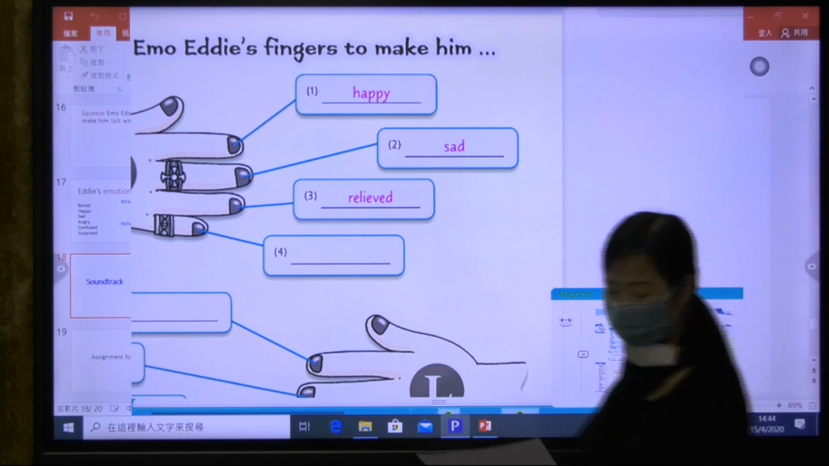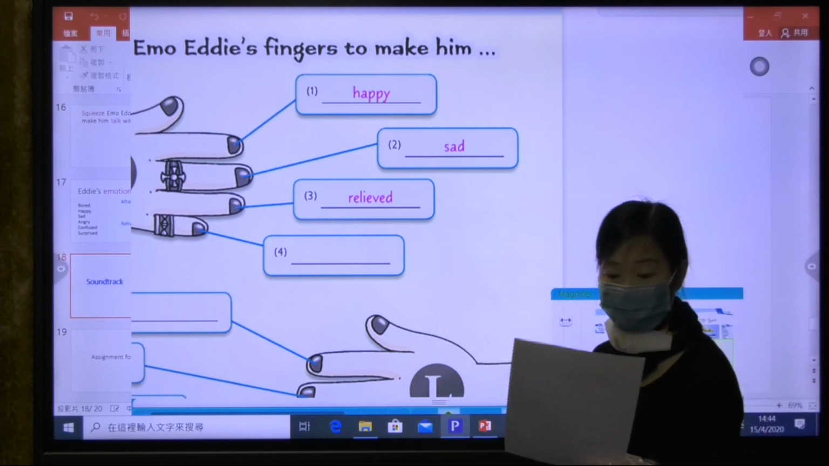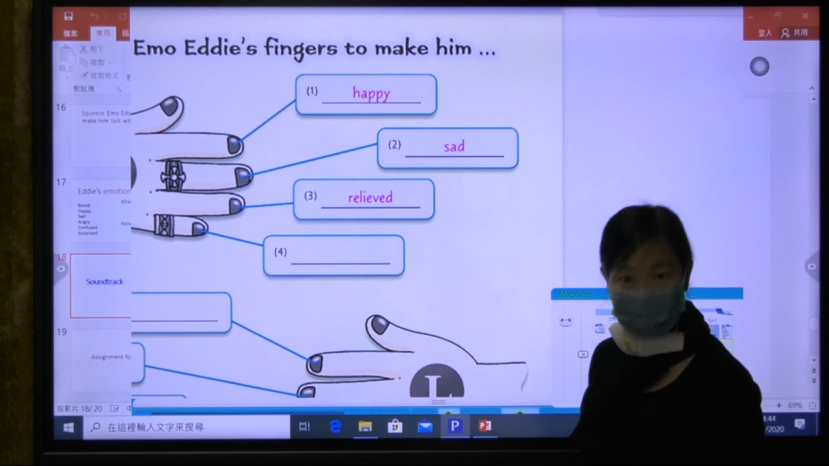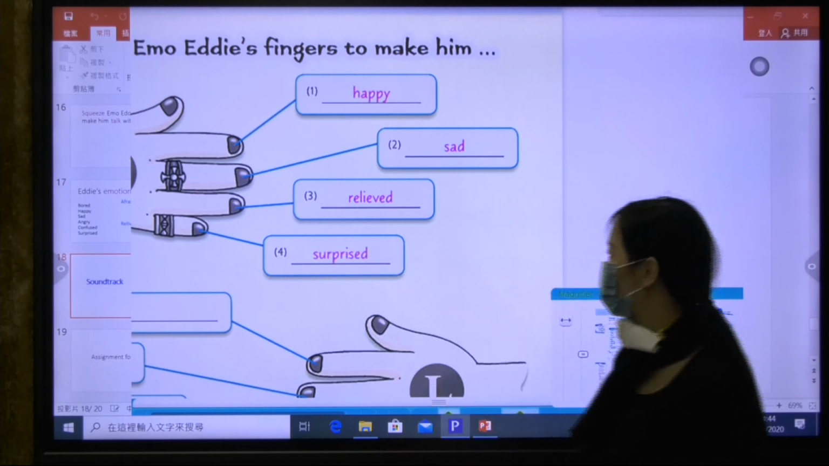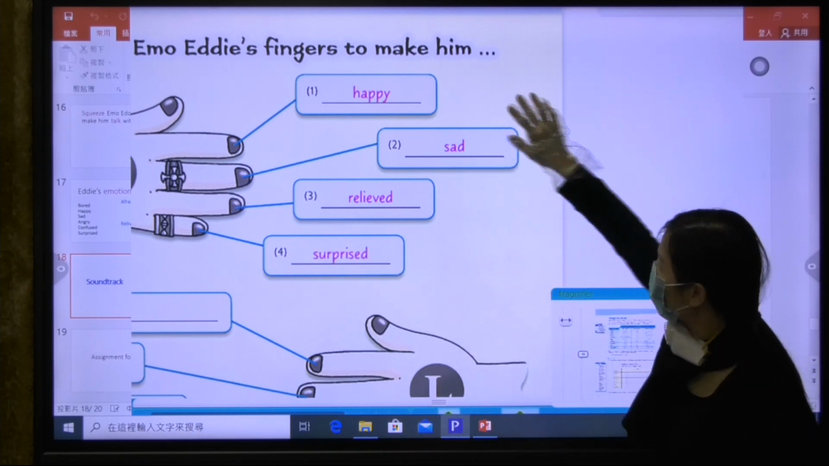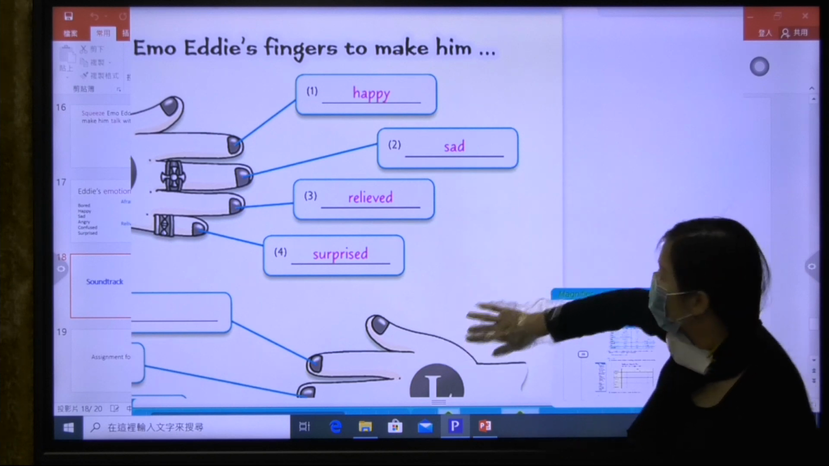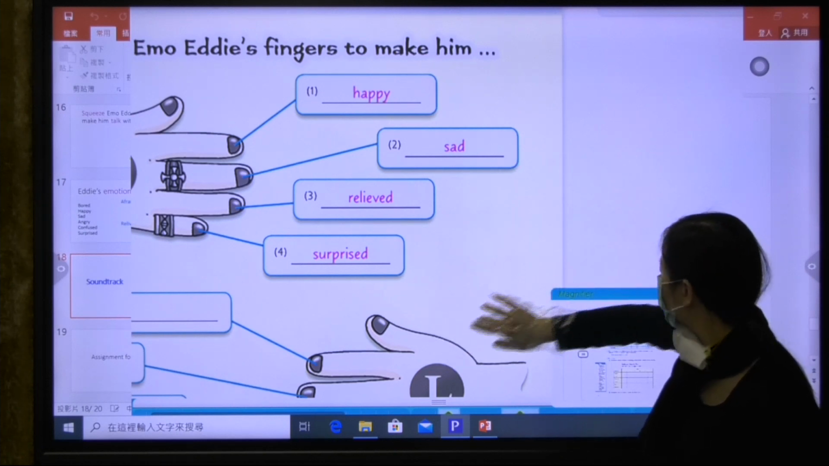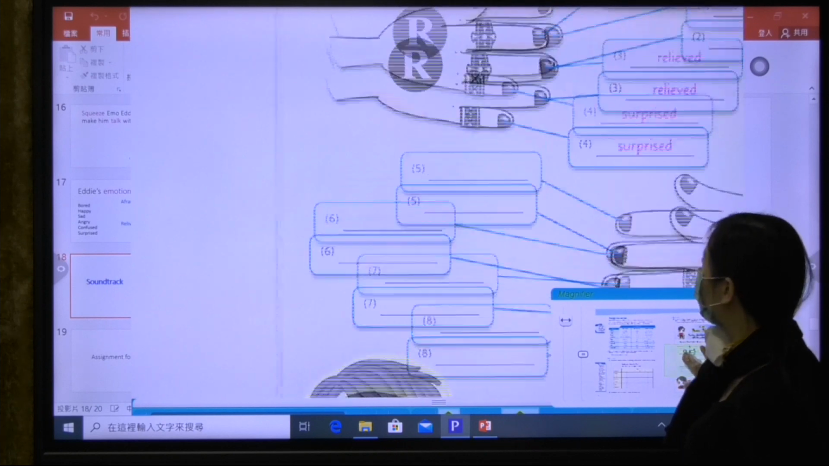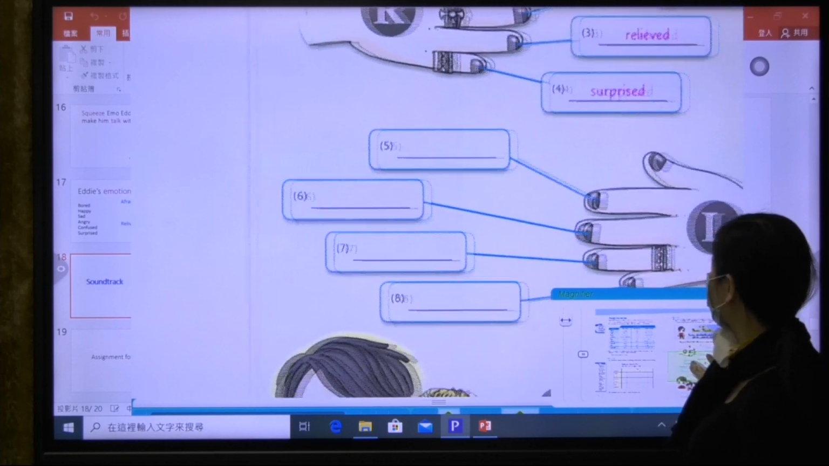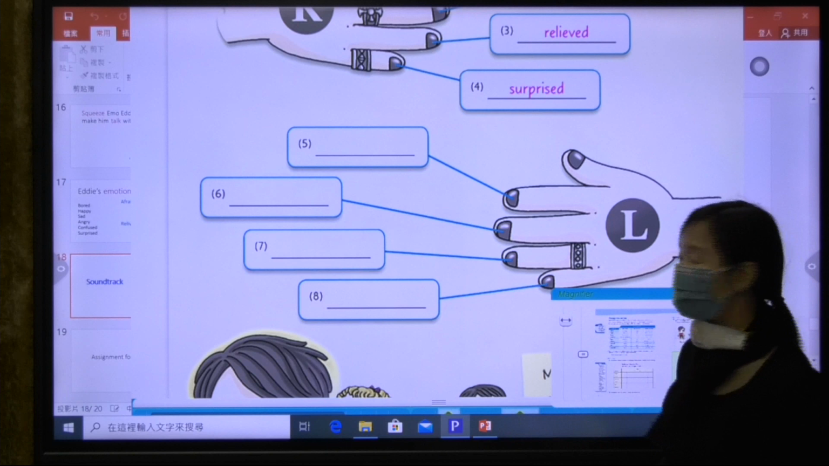And number 4. Mom bought me a new guitar. Very surprised, right? Very surprised. So happy, sad, relieved, surprised. Very quickly. And then left hand.